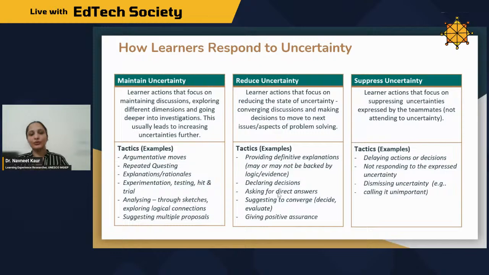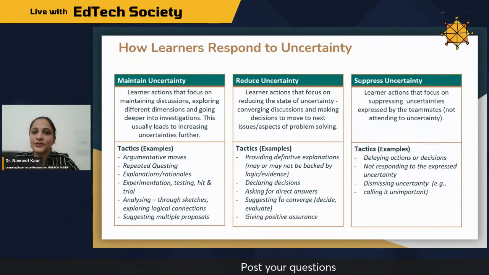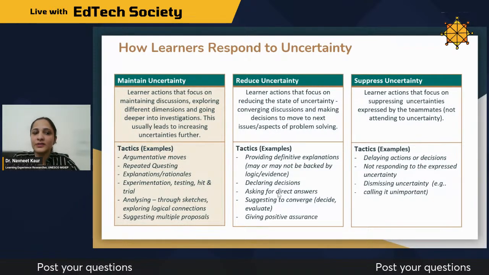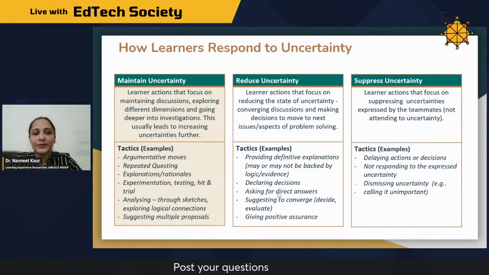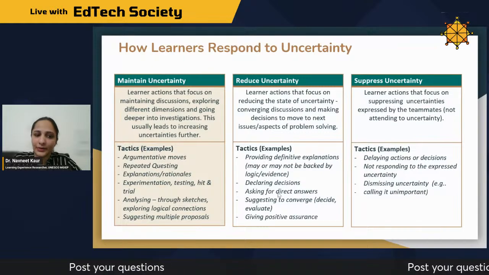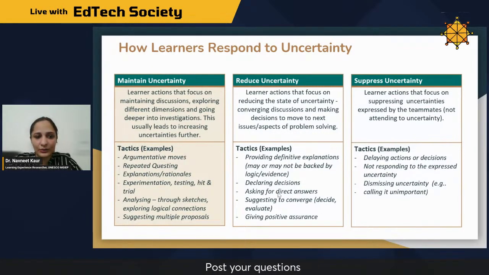Now, once we know that they experience these uncertainties, let's talk about how they actually respond to these uncertainties. Research shows that there are basically three major approaches that learners adopt to respond to uncertainties. The first one is that you will find learners who are trying to maintain uncertainty. What do we mean by maintaining uncertainty? It means that they'll be trying to explore different dimensions and go deeper into investigating the questions and the doubts they have.